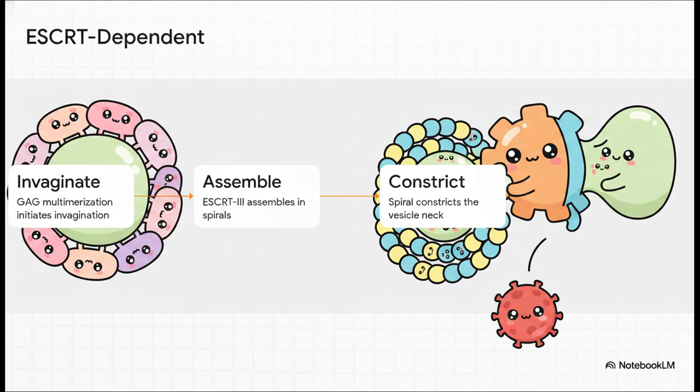Step 1, the GAG proteins group up and start bending the membrane outward. Step 2, the host cell's own ESCRT-III proteins assemble in these concentric spirals right around the base. Step 3, that spiral physically constricts the neck of the budding vesicle. And Step 4, an enzyme called VPS4-ATPase comes in, disassembles the machinery, and safely releases the fully formed virus.